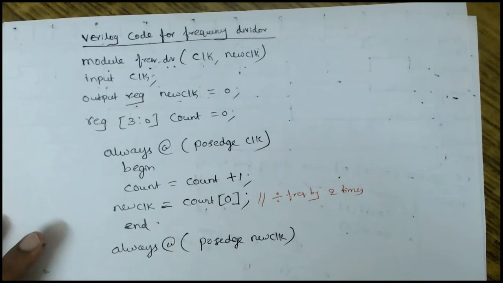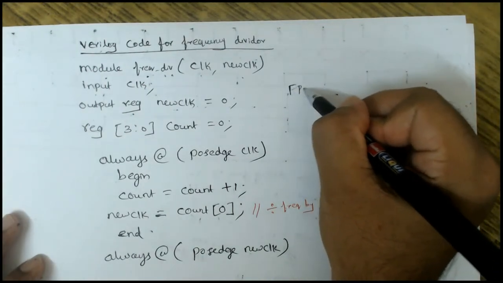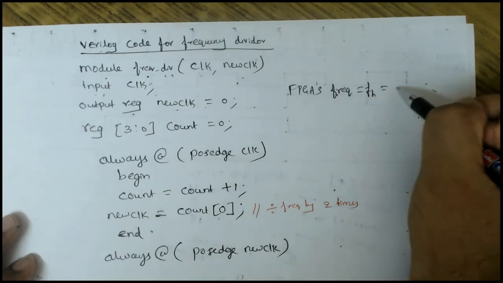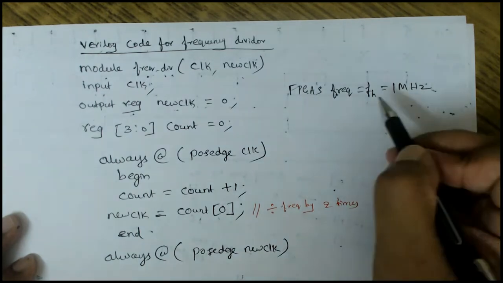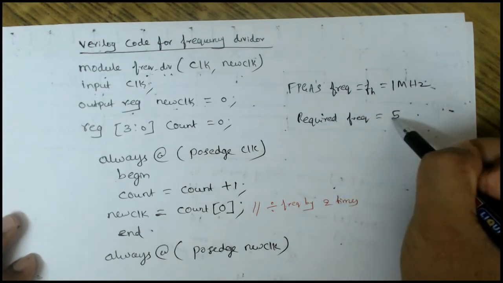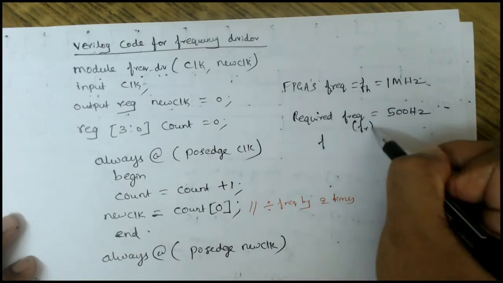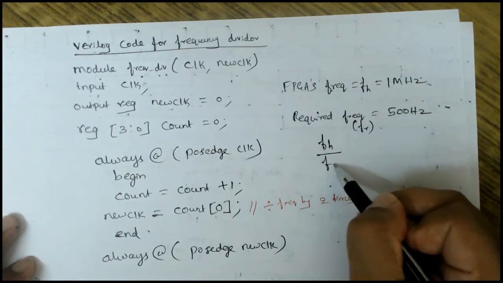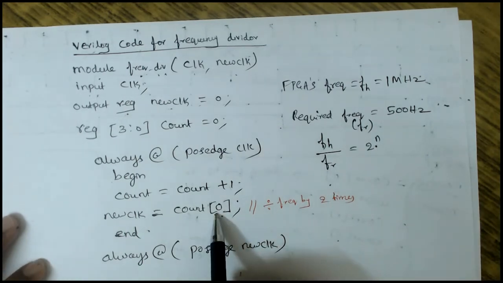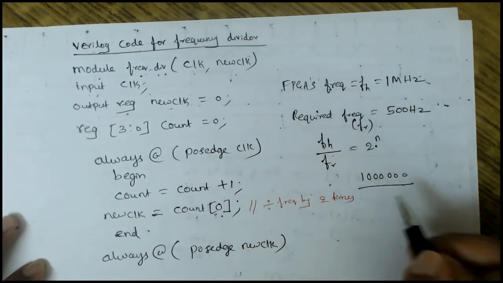But one more addition to what we have done till now: suppose your FPGA's hardware frequency, let me call it FH, is 1 megahertz, and I want the required frequency, let me call it FR, to be 500 hertz. Then what are you supposed to do? This is a question. There is one formula: FH divided by FR is equal to 2 raised to N. This N you are supposed to use as the count bit index. For example, FH is 1 megahertz divided by FR, which is 500.